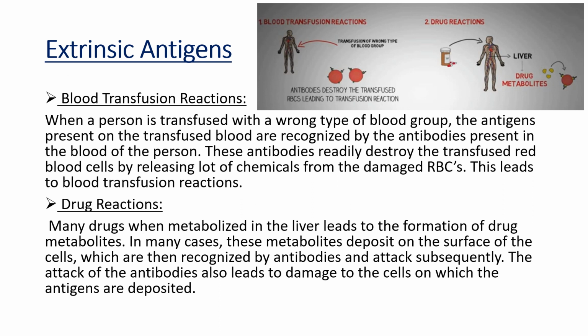Extrinsic antigens. Blood transfusion reactions. When a person is transfused with the wrong type of blood group, the antigens present on the transfused blood are recognized by the antibodies present in the blood of the person. These antibodies readily destroy the transfused red blood cells by releasing a lot of chemicals from the damaged RBCs. This leads to blood transfusion reactions.